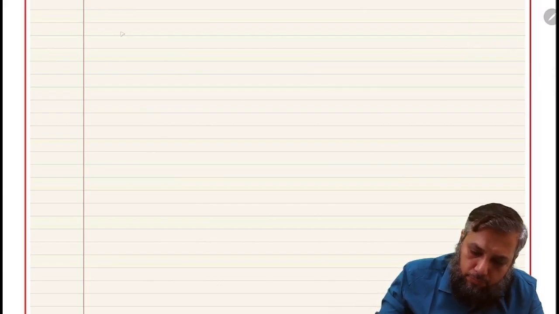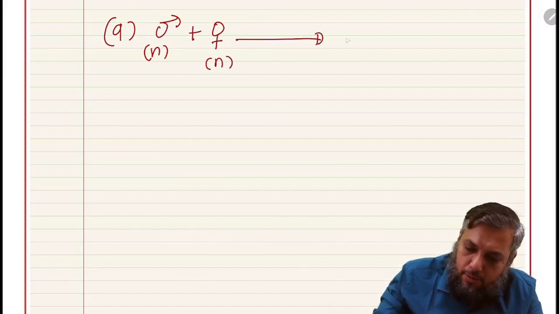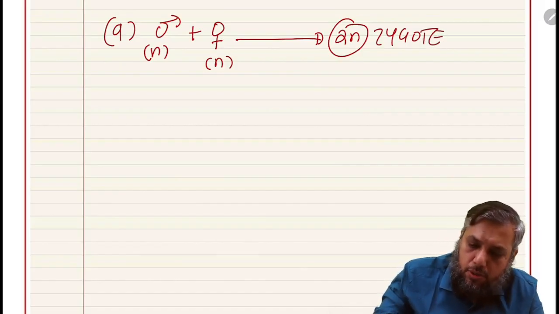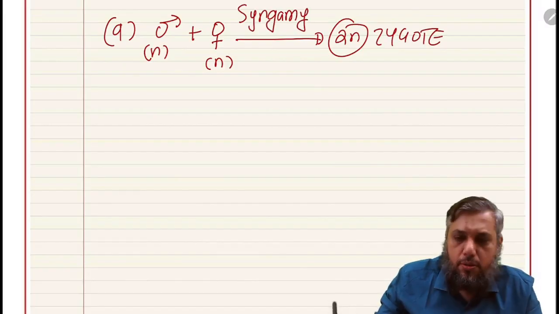So now, one of the male gametes will fuse with the egg. Now, these two haploid cells will result in the formation of a diploid zygote. This is the first fertilization, called syngamy.